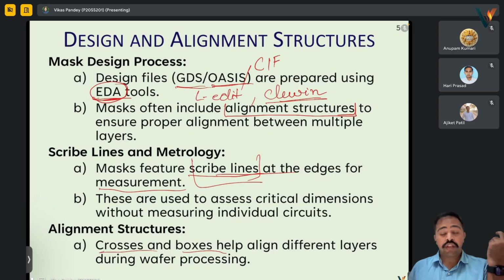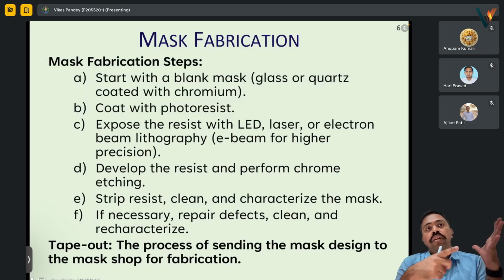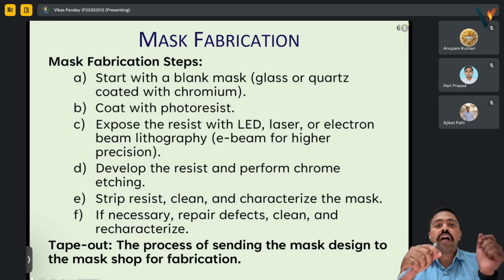Okay, so we have seen how this mask is used to do lithography, but how is this mask itself produced? That process is also very similar to a lithography process. The mask fabrication process is very similar to lithography, but here we don't have a fixed mask, but instead a software based file which has these patterns defined. So we start with a blank mask.